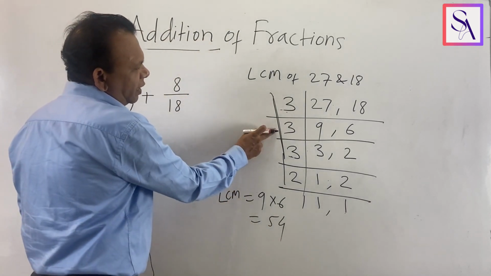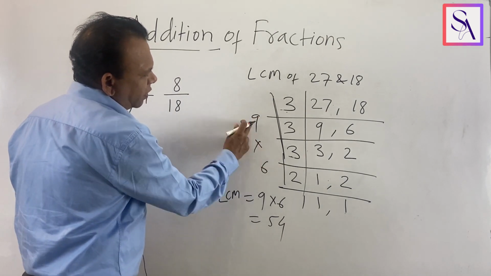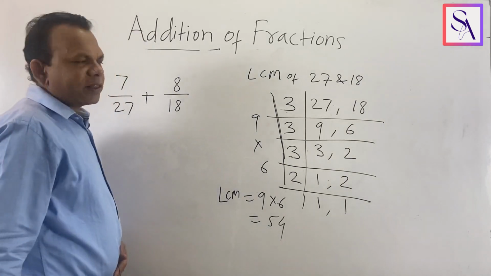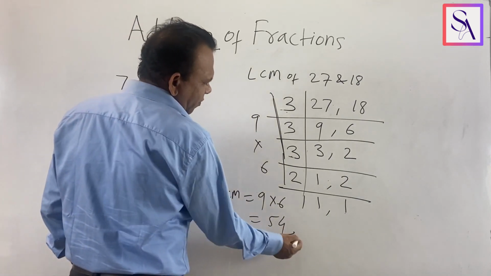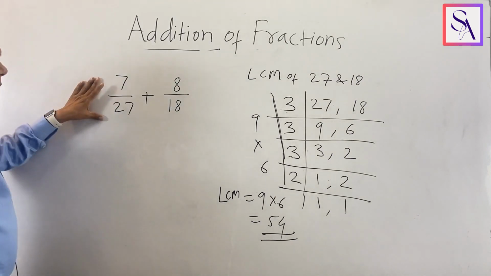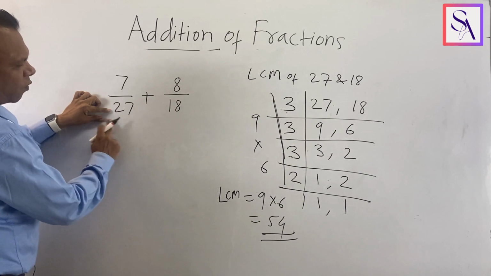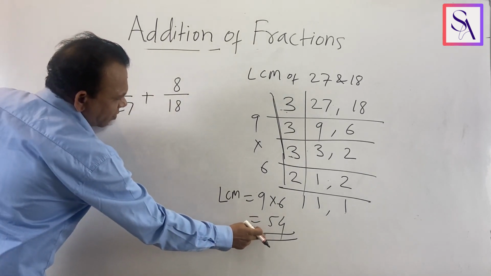3 3s are 9, 3 2s are 6, 9 into 6, 9 6s are 54, so 54 is the LCM. So we got the LCM as 54. Now coming back to our fractions, we need to bring 54 here. Why? Because the LCM has become 54.